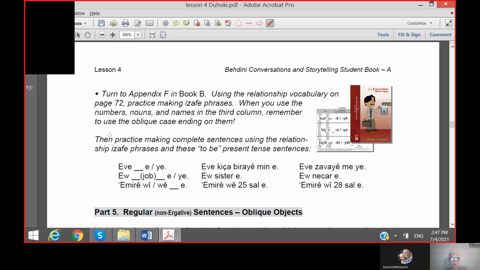After you do a few of those, then practice making complete sentences using relationship izafe phrases, and these should be present tense sentences. So, ava kitcha braimina. Ava sistera, for example. Check these with your language helpers.